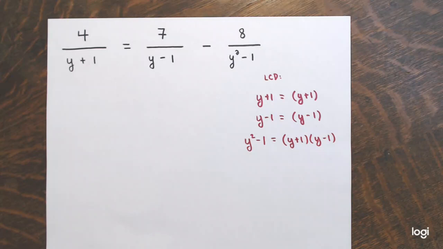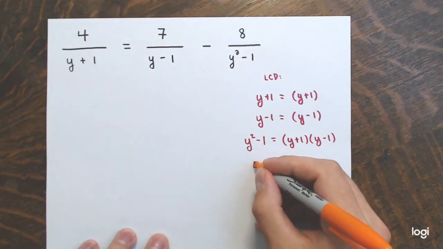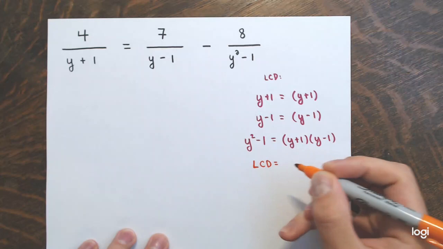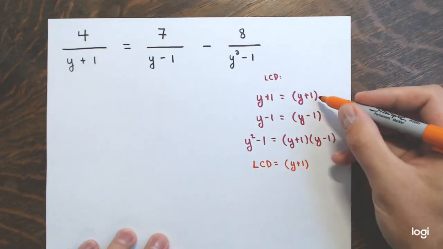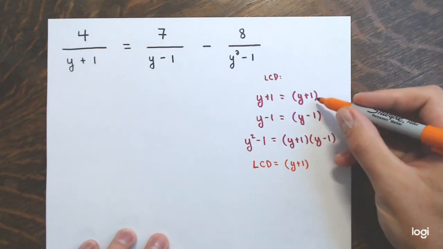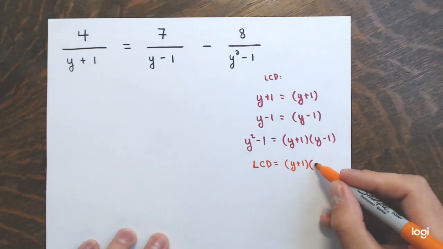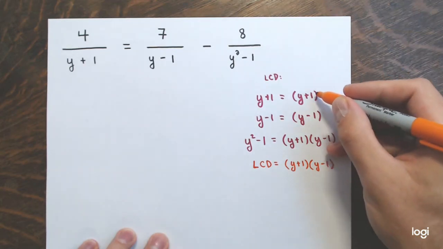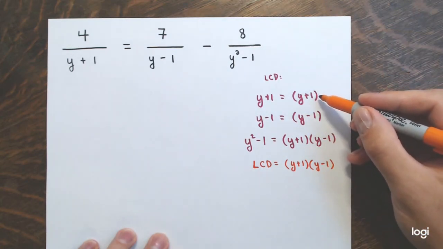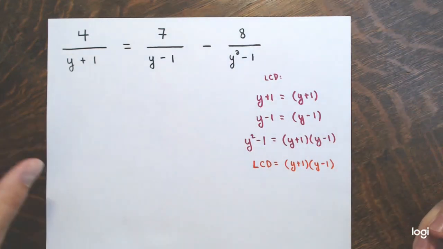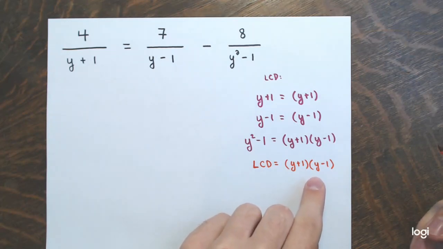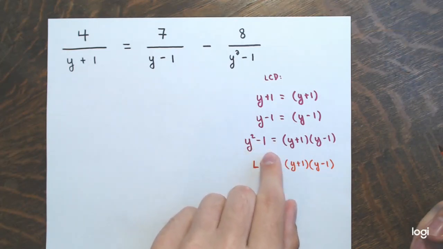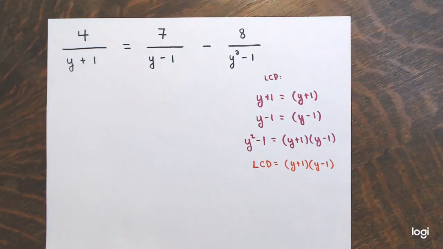All right, so hopefully it's obvious that the LCD is going to have y plus 1 to the first power, because the most times it shows up in any of these factorizations is once, times y minus 1 to the first power. Again, the most times that y minus 1 shows up in any factorization is once. So really just y squared minus 1. If you say y squared minus 1, that wouldn't be wrong to say as the LCD as well. But I'm going to leave it factored. I like having all my denominator stuff factored.